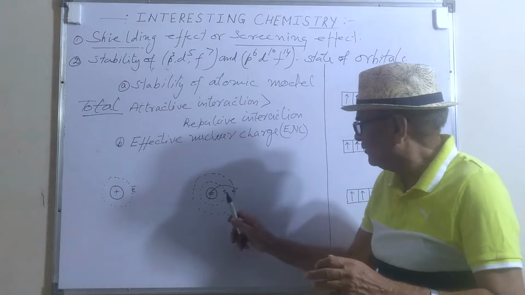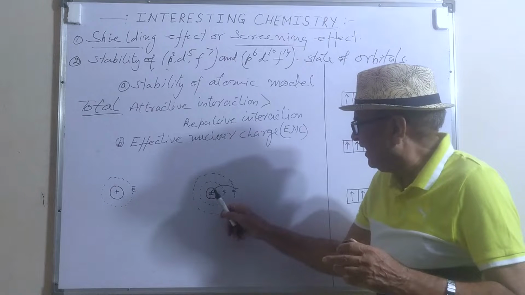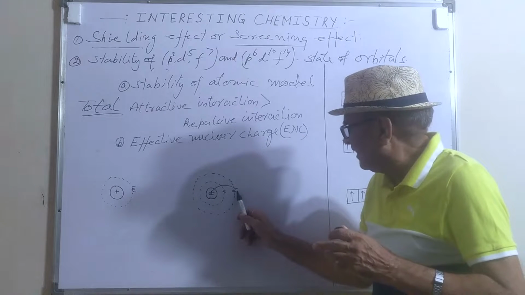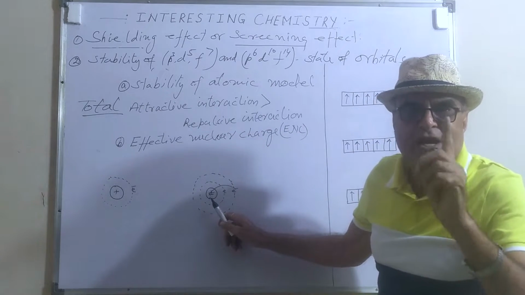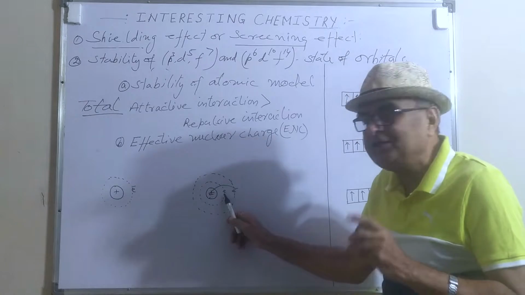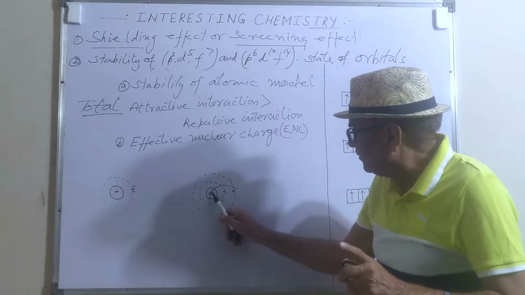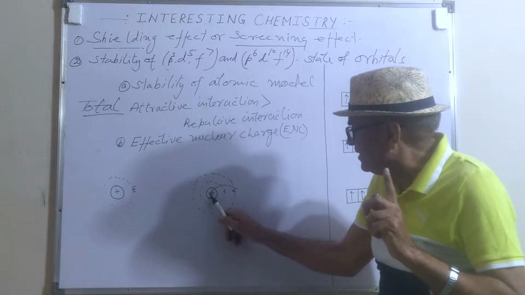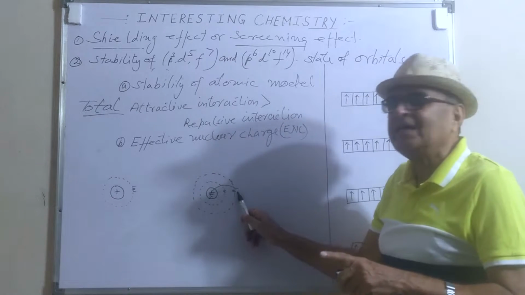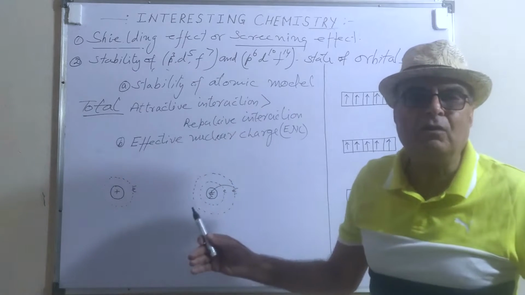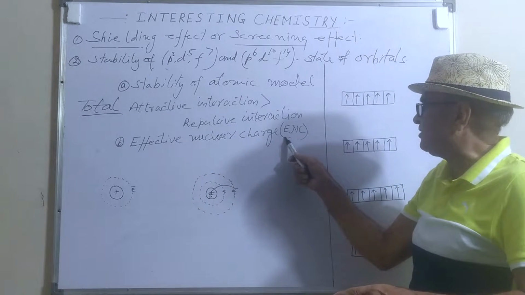Hence, due to the presence of this electron, how much attractive force is developed? That is called the net charge. The net charge in the presence of the inner shell electrons, the net positive nucleus charge experienced by the outer shell electron, is called ENC. This is effective nuclear charge, ENC.